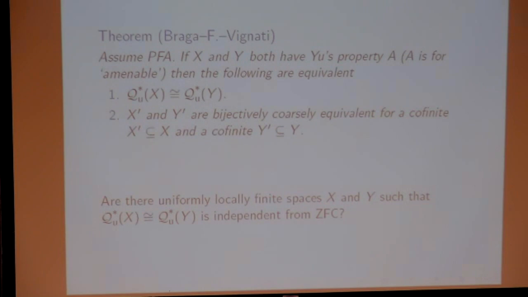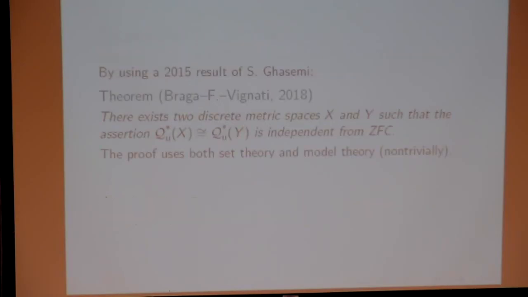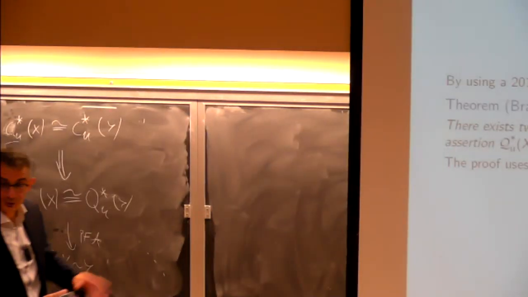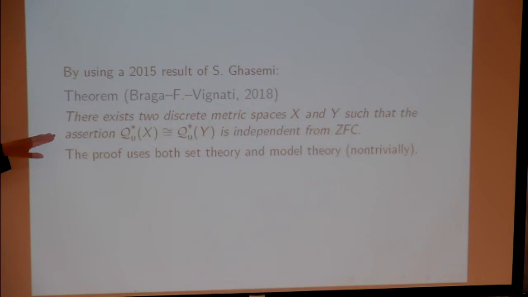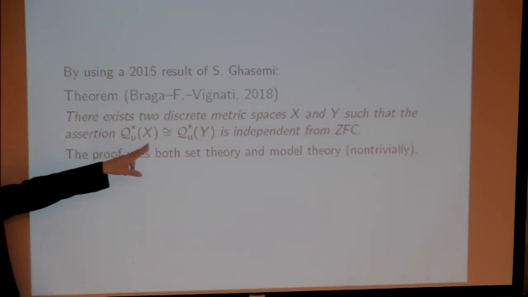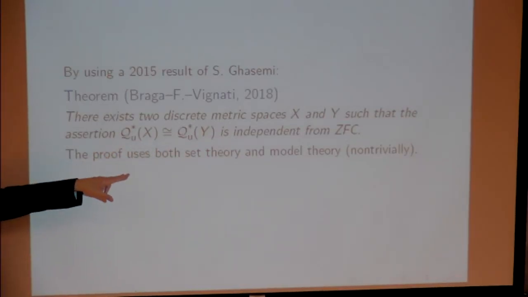Okay, so far all the logic in my talk was set theory, and now we come to other areas. My former student Saeed Ghasemi proved, by using his results, that we can prove there are two discrete metric spaces X and Y. They're not uniformly locally finite, but they're discrete. And they're quite stupid spaces, actually. They're not exciting. You wouldn't want to see them except for the purpose of this theorem, I guess. Such that the assertion that the Roe coronas are isomorphic is independent from ZFC.